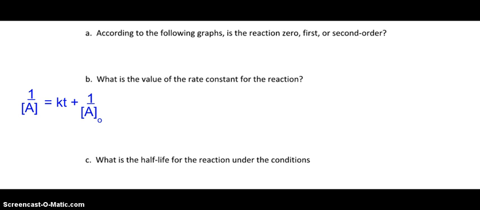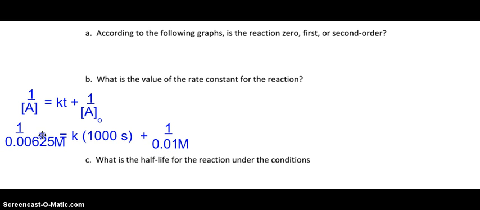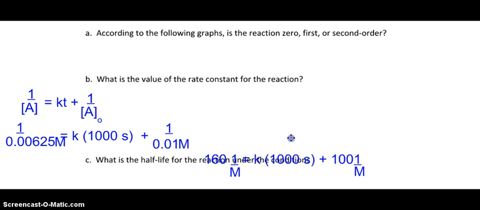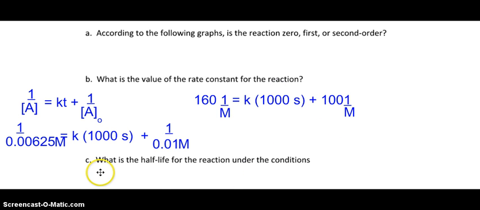Okay, so hopefully you've continued and finished off part B, and let's see what's going on here. So I picked the second data point, where the concentration is 0.00625 and the time was 1,000 seconds. So now I'm just going to do my math and plug this in. Now notice, when I did the math, the 1 over 0.00625 is 160, but the molarity stays in the denominator. Same thing over here. When I went 1 over 0.01, that equals 100, but the molarity stays in the denominator.